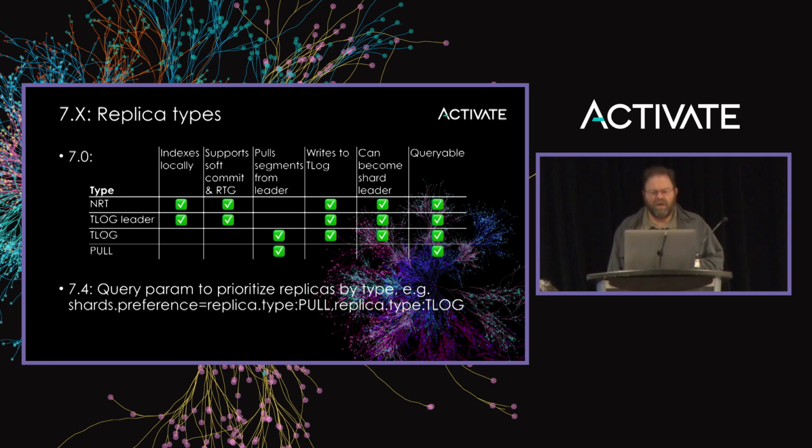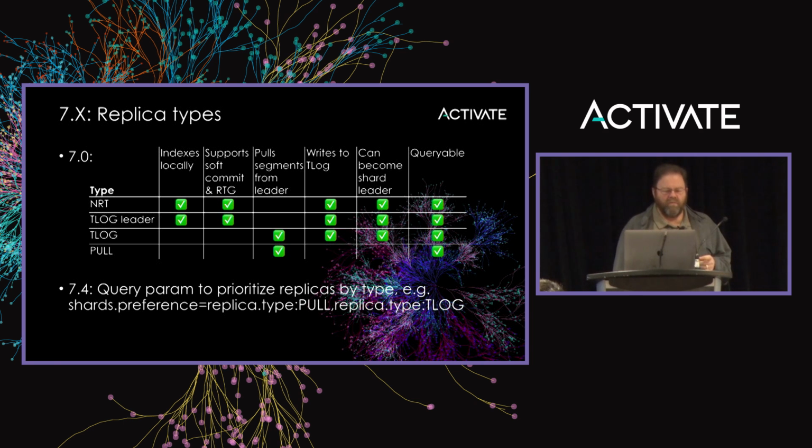Pull replicas perform a smaller subset of activities that the T-log replica does. They don't write to a local transaction log. The only way they get updates are via segments pulled from the leader. They can't become a shard leader, and so it's not possible to have a shard that consists only of pull replicas. You have to have at least one T-log replica mixed in with a shard.